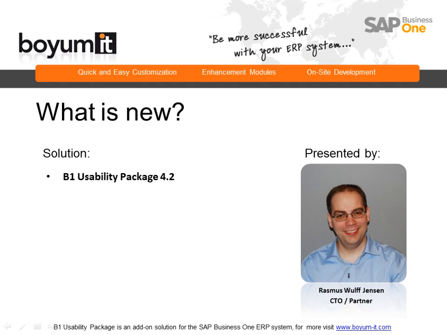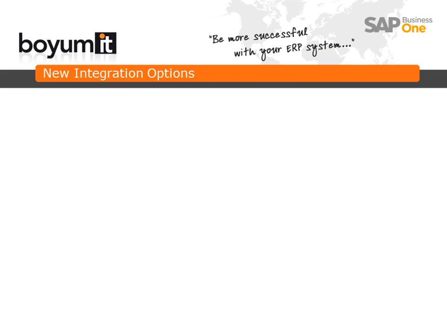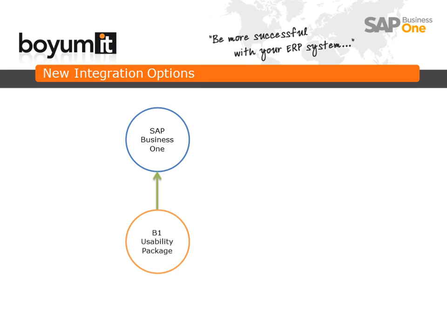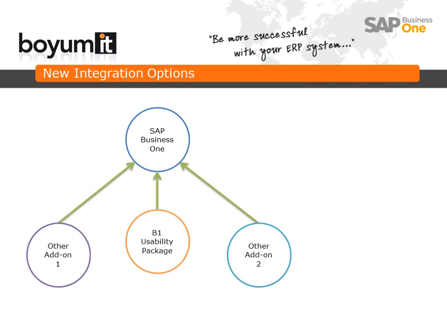My name is Rasmus Wolf Jensen, and today we'll be looking into the new features of B1 Usability Package 4.2. First up is the new integration options. If we take a look at an overview picture, we have SAP Business One and we have Usability Package, which are able to customize the windows and features of Business One. In the same manner, you might have other add-ons as well, and they also work great with Business One.